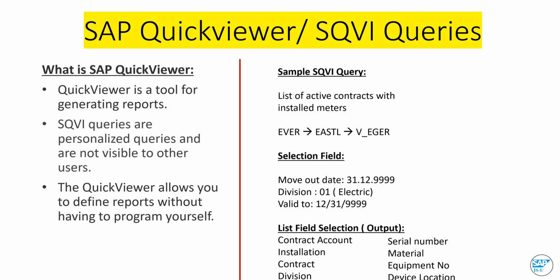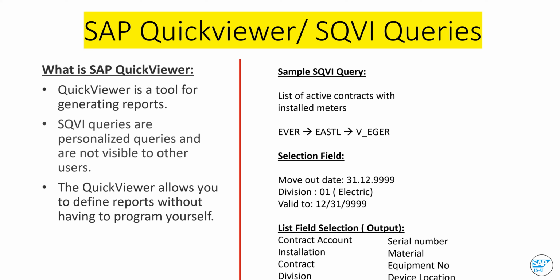Let's create a simple SQVI query in which our aim is to find out the installed meter at a particular installation. We have a selection field in which we give some values and then get output like any report, right? It has an input and an output.